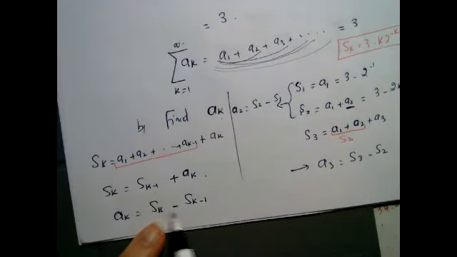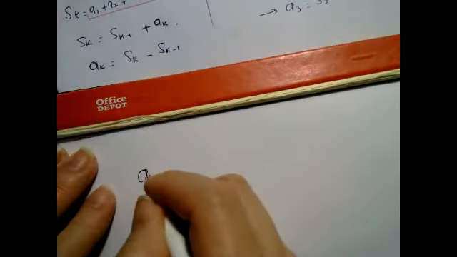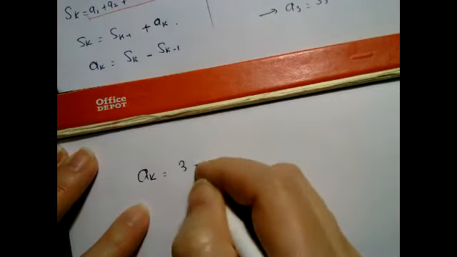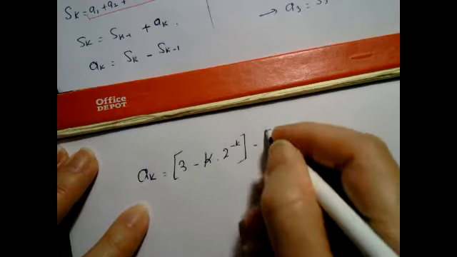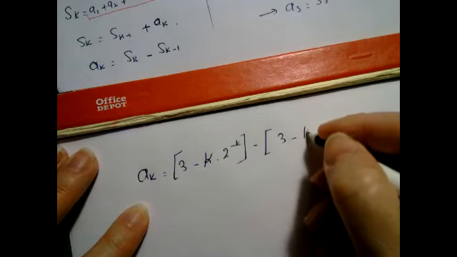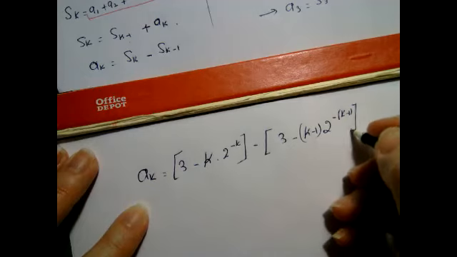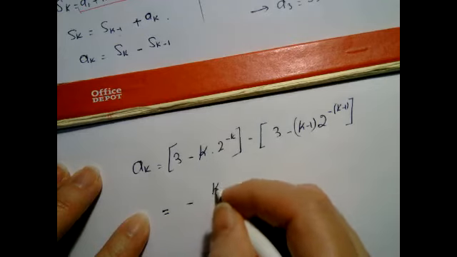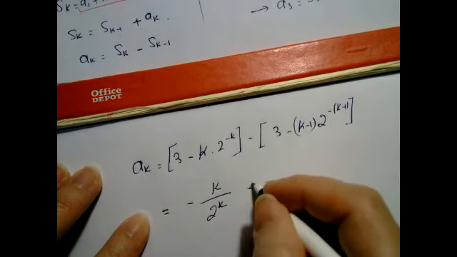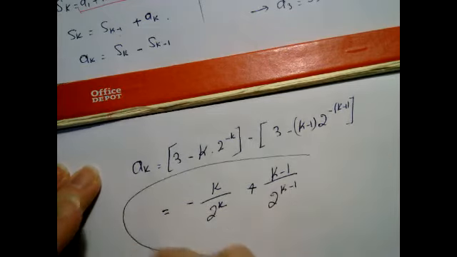Now I have a formula for that. I have a formula for this, and I have my A_K. So I'll finish it very quickly now. A_K is S_K, which is 3 minus K over 2 to the K, minus S_(K-1), which is 3 minus (K minus 1) over 2 to the power K minus 1. So the 3 and the 3 simplify. That's minus K over 2 to the K plus (K minus 1) over 2 to the K minus 1. That's the A_K.